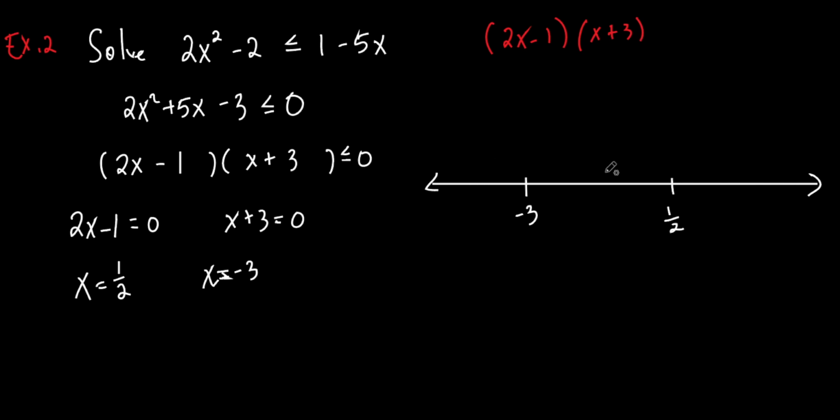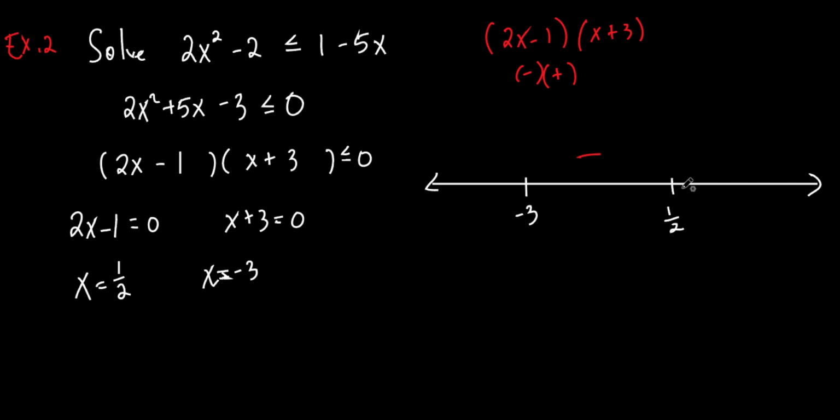So let's pick one. Let's pick an easy number. What's a number between -3 and 1/2? 0. Let's put a 0. 2 times 0 is 0. Minus 1 is a negative. And then put a 0 in for that. That's a positive. So anything in between here is going to be what? It's going to be negative, isn't it? What do you think the other two are going to be? They're going to be positive, okay?